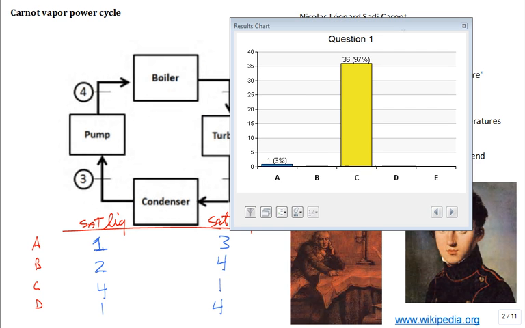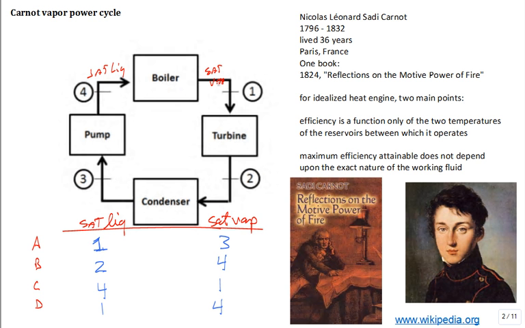So it's very nice to learn that most students know that state 4, right up here, is saturated liquid, and state 1 is saturated vapor. True? So C was the correct answer, and we press forward.